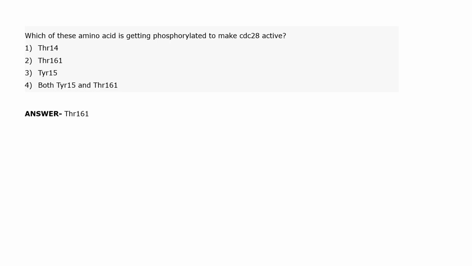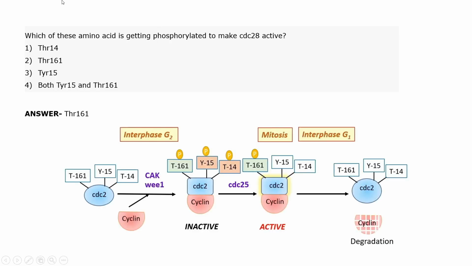Okay, so the answer to this question is threonine 161, right? So basically, I will repeat this diagram once again. I think this is an important diagram there. In case of CDC2 in Schizosaccharomyces pombe, in Saccharomyces cerevisiae it is called CDC28. Please check that out because it might be opposite also. I don't recall the correct nomenclature there. So in case of CDC2 or CDC28, there is threonine 161, tyrosine 15, as well as threonine 14 there, right?